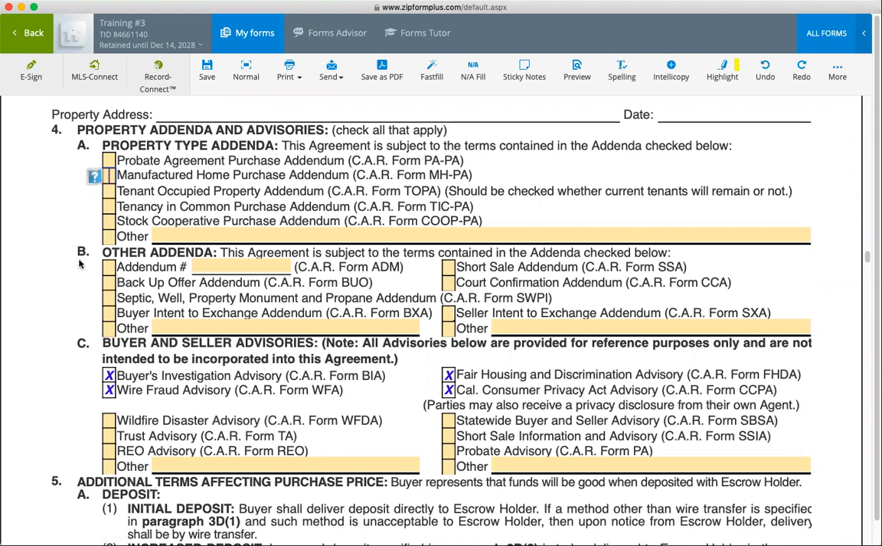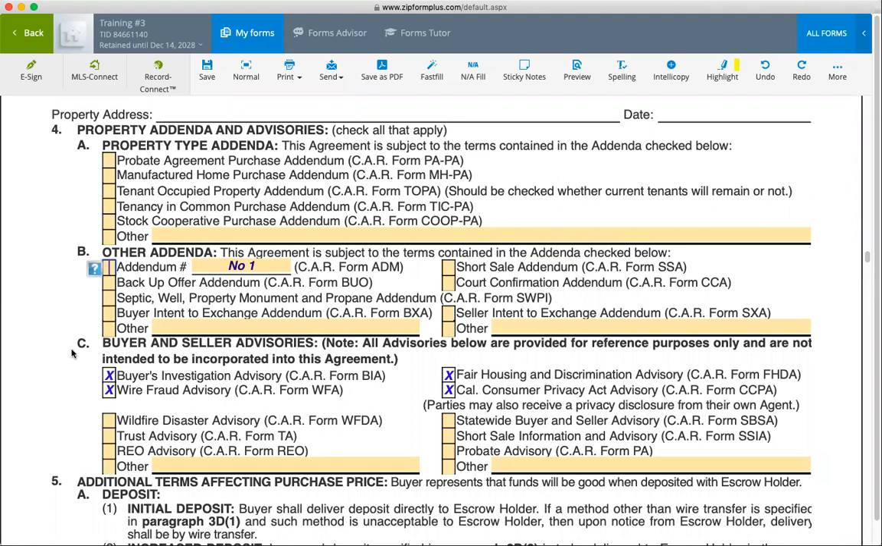And then under 4 are other addenda. There might be one where you're just writing up separate language because you didn't have room in the base contract. And then you would attach addendum number 1, kind of thing. And if you were a backup offer, you'd attach a backup offer addendum. And then there's other types of addenda that you would attach if they applied: buyer intent to exchange, short sales, court confirmation addendum, seller intent to exchange, all those sorts of things.